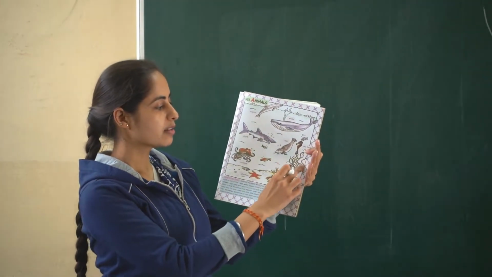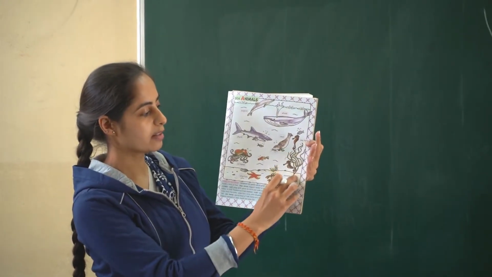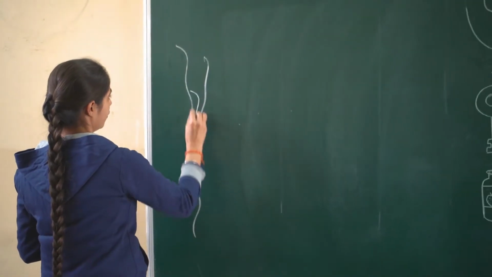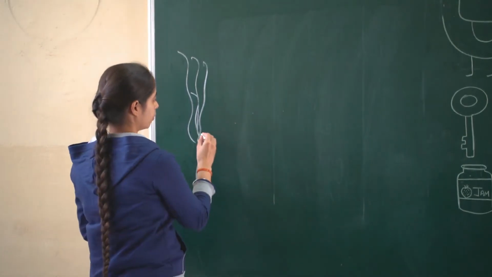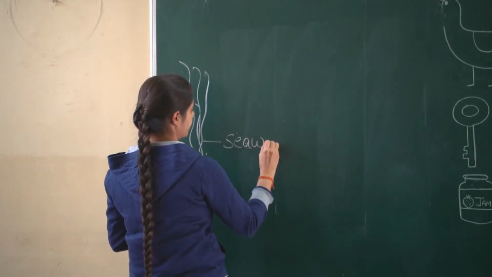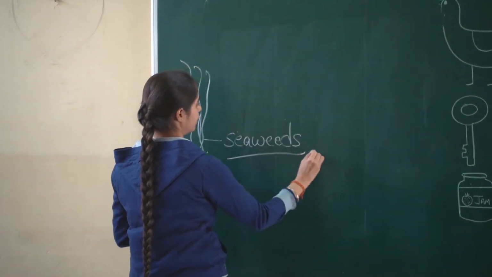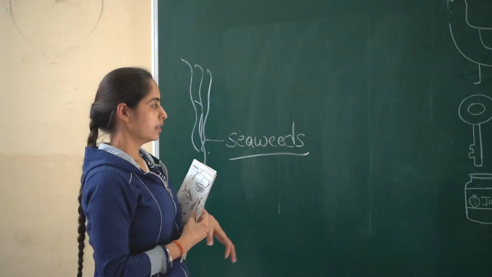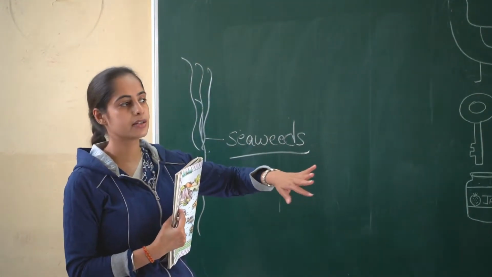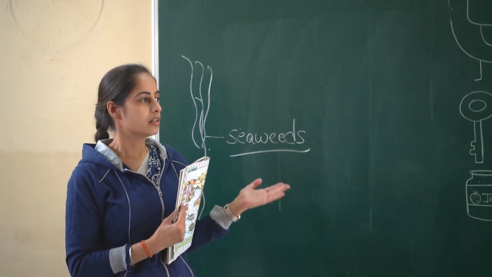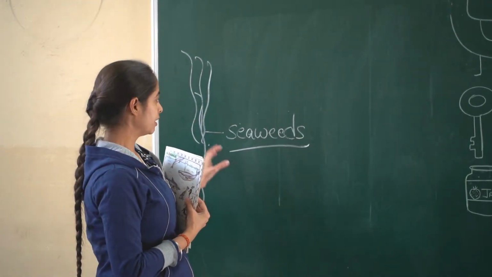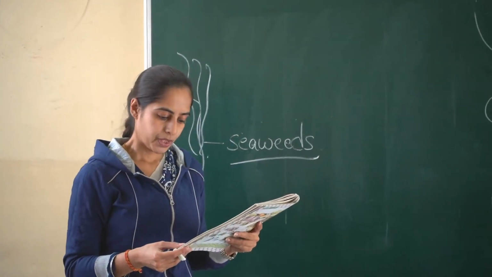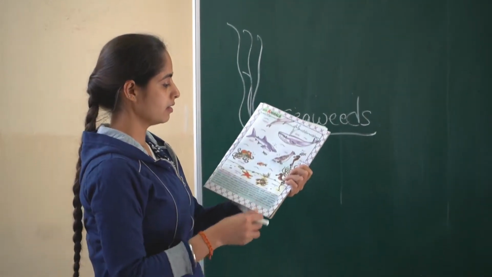First we talk about seaweeds. You can see here the plant is like this. What are these known as? Seaweeds. Now children, what are seaweeds? Seaweeds are plants that grow under the sea water. You can see many plants and flowers grow in your garden and near your parks and everywhere. But these plants which are known as seaweeds grow under the sea water. Now next is shark.